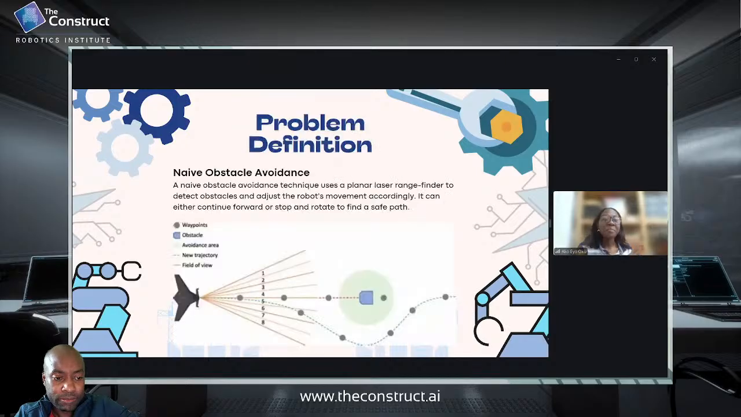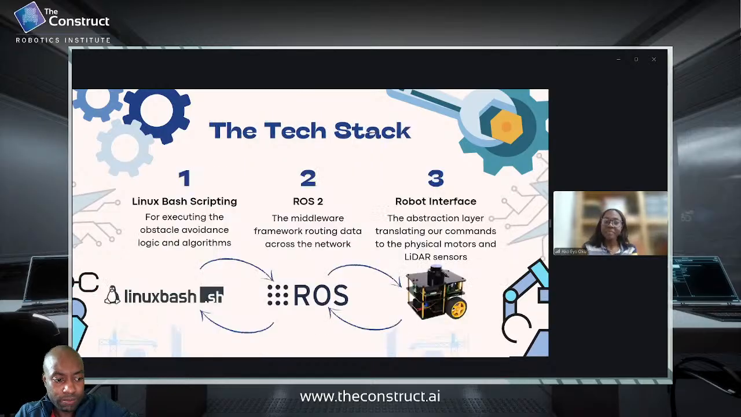So the problem is a naive obstacle avoidance problem where we use a planar laser rangefinder to detect obstacles and then adjust the robot's movement according to the threshold. It can either move forward, turn left, or turn right to find a safe path. The tech we used was Linux bash scripting for executing the obstacle avoidance logic and the various algorithms. We used ROS2 as the middleware framework for routing data across the network. And then we used the robot interface as the abstraction layer for translating our commands to the physical motors and the sensors on the robot.